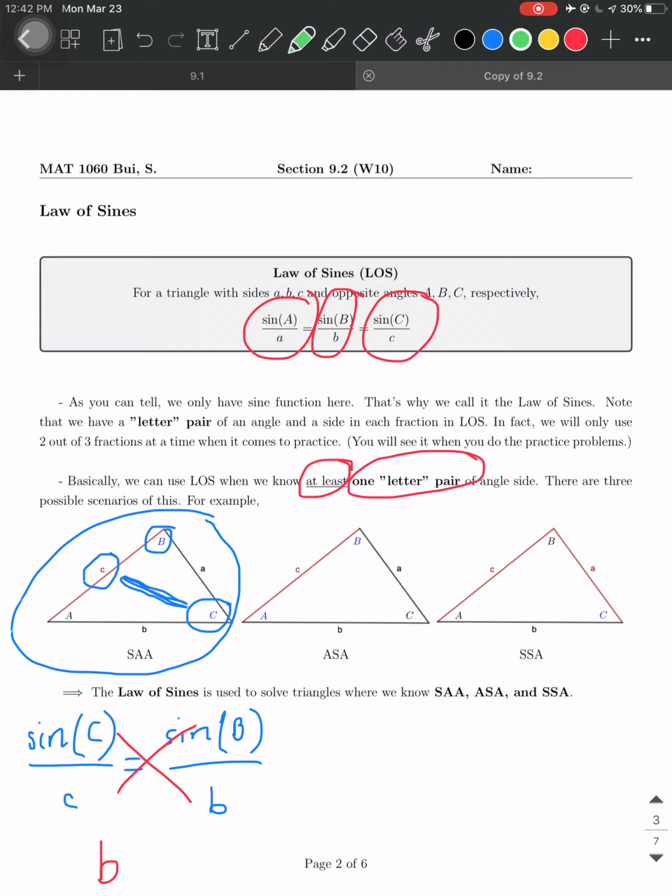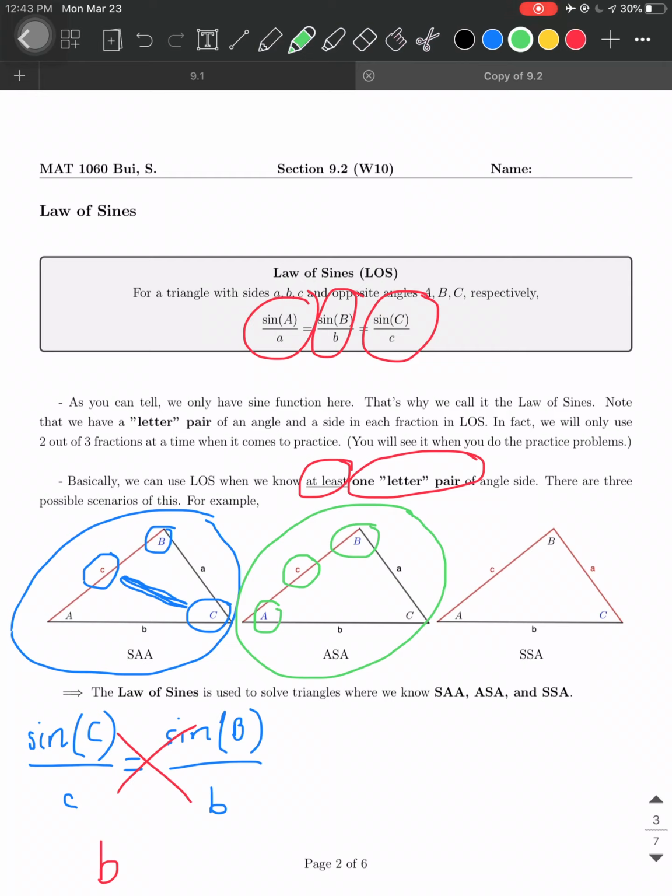For the second scenario, let me put it in green. What if the problem gives us something like angle A here, side c, and angle B? At first glance, we don't have any pair. And I told you guys for the law of sines, we must know at least one pair. So how can we get a pair here? How can we get anything to accompany either A or B or C here?